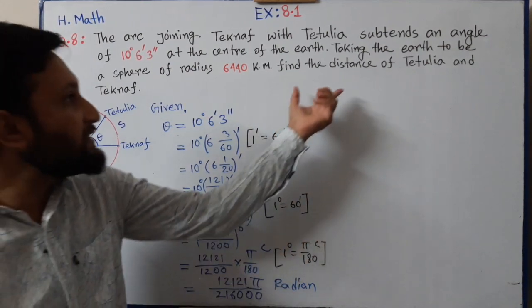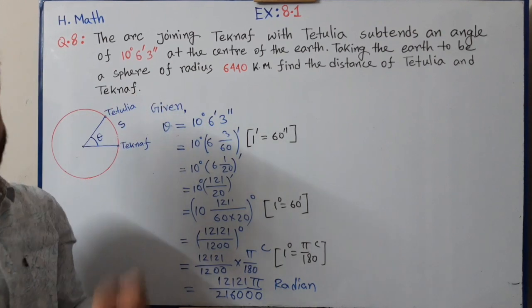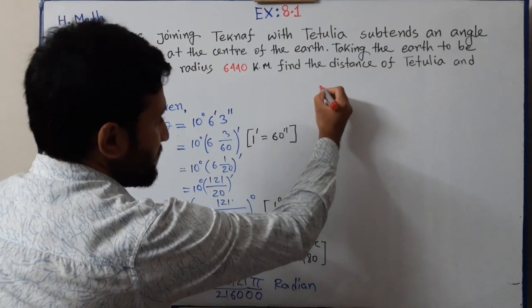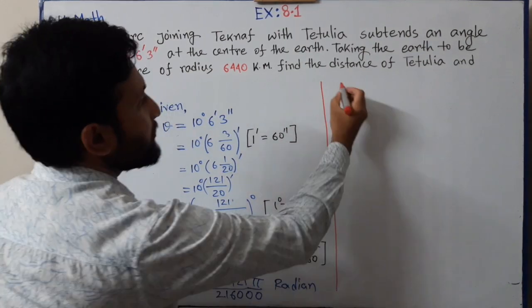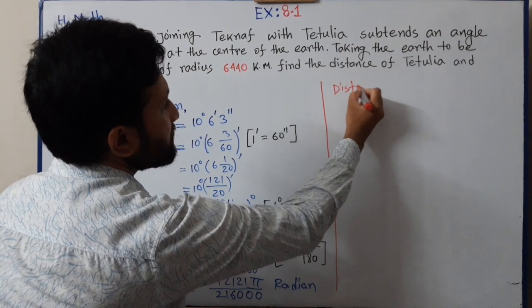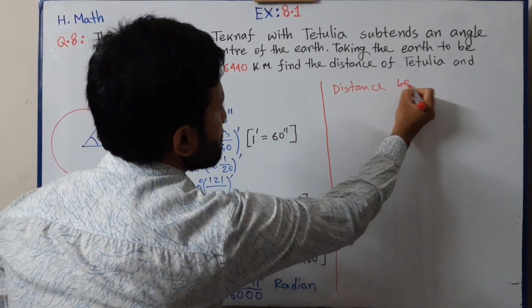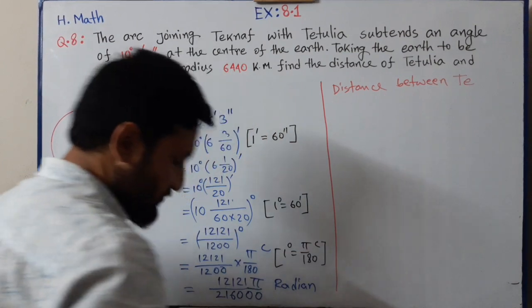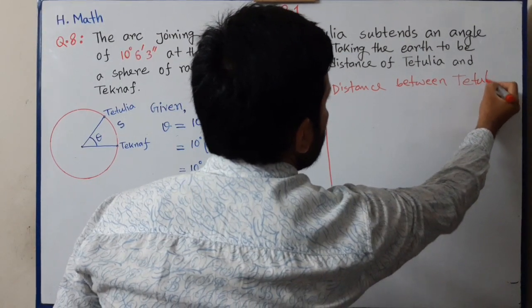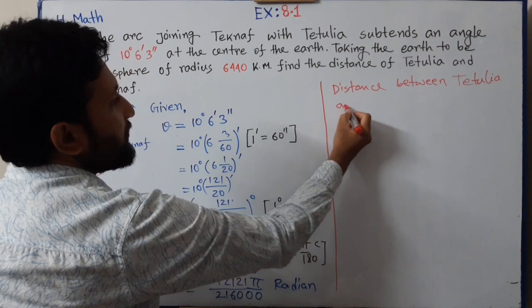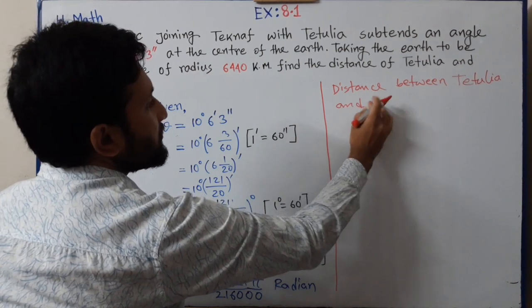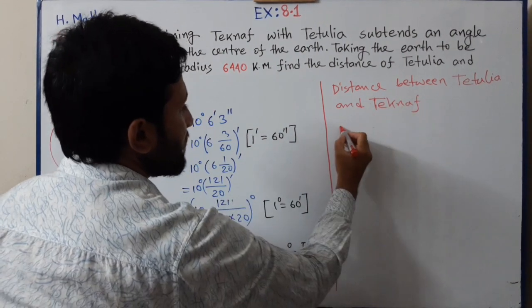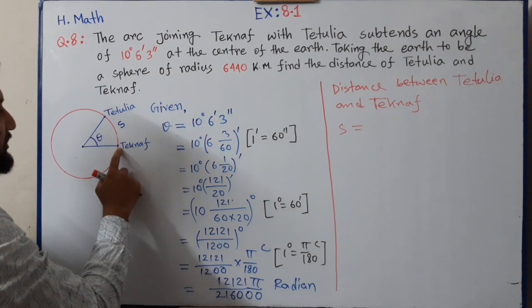Now we have to identify the distance between Tetulia and Teknaf. So we can write the distance between Tetulia and Teknaf, and this is the arc distance S.